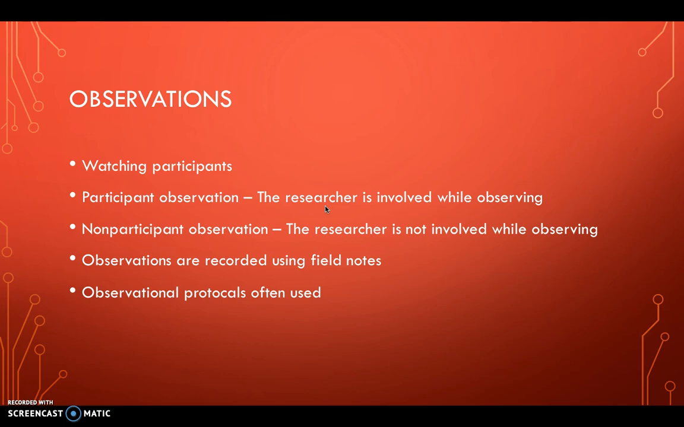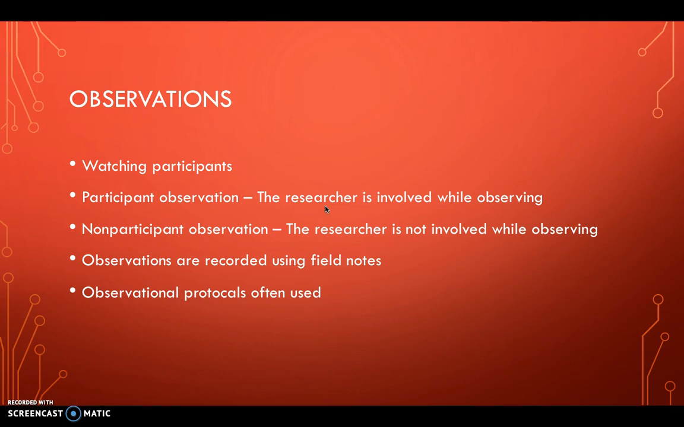And you can be a participant observer or a non-participant observer. A participant observer means the researcher is involved while observing. They're involved in the activities, whatever they're doing, as a participant. A non-participant observer involves the researcher not participating in whatever it is. You're not part of the activity. You're more like a fly on the wall.